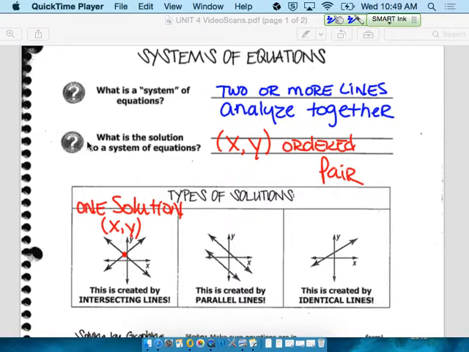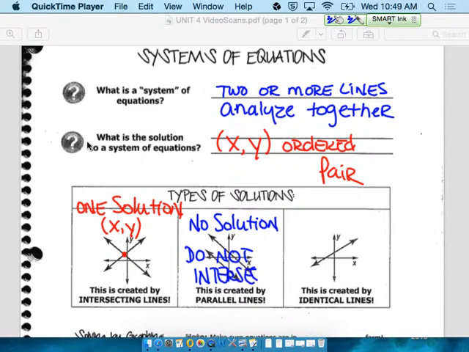A different outcome could be lines that don't intersect at all. And when that happens, this is considered no solution. The lines are parallel, and they do not intersect. So you don't have any common XY points.